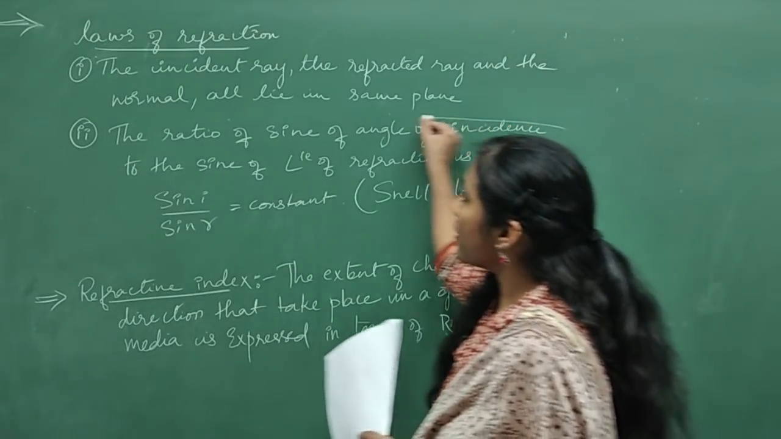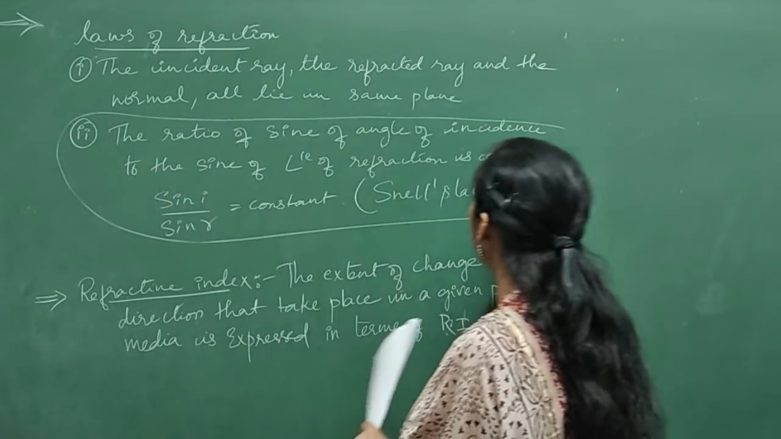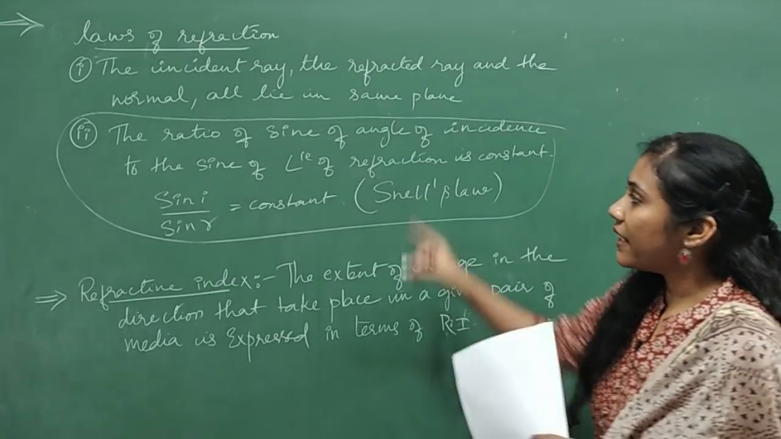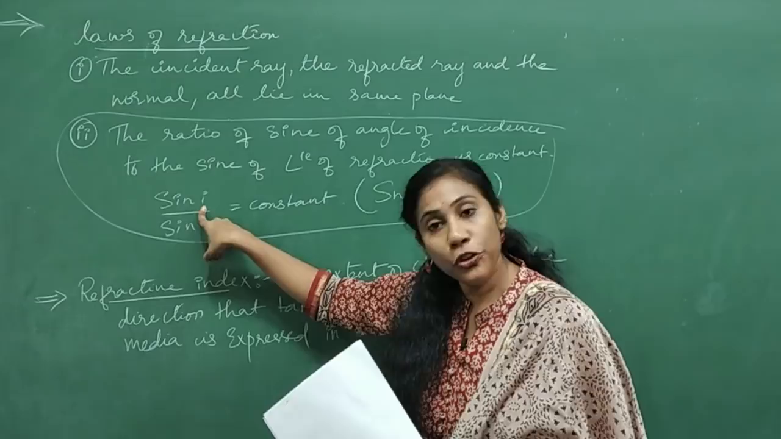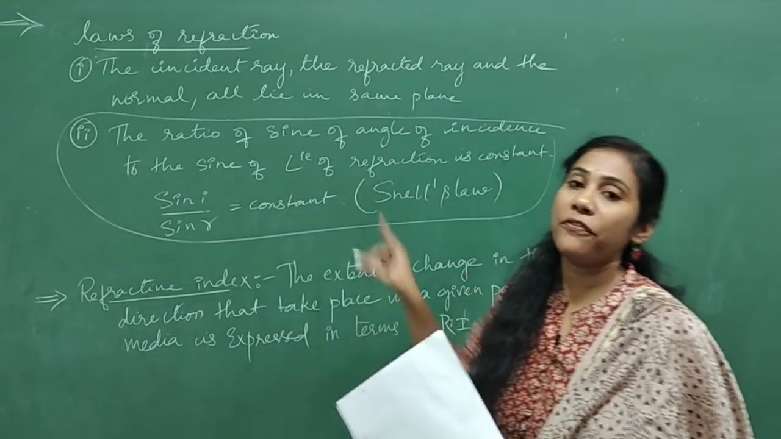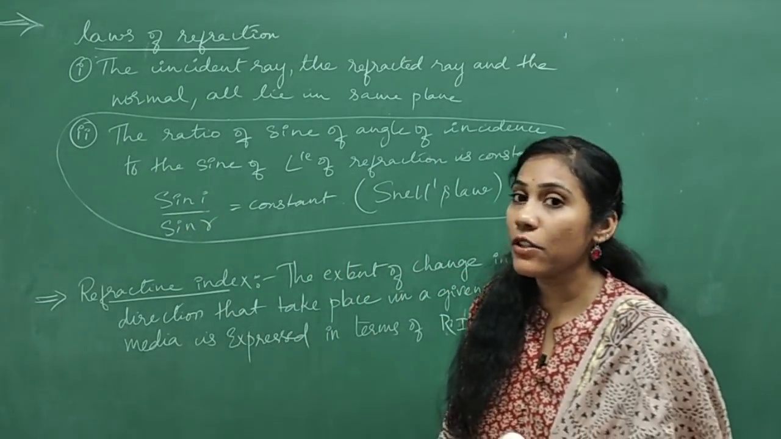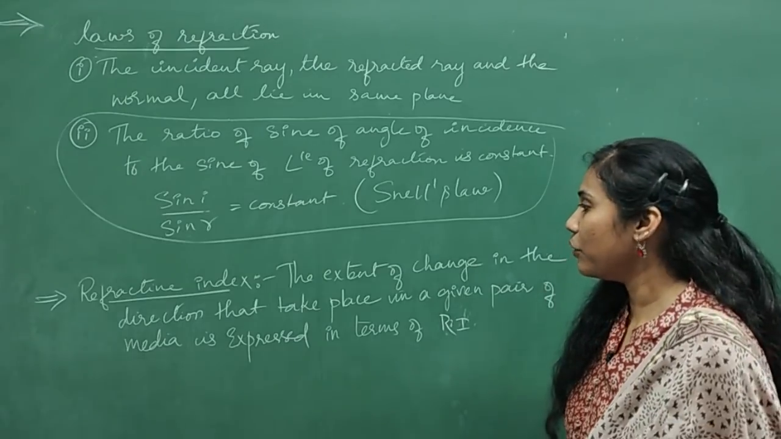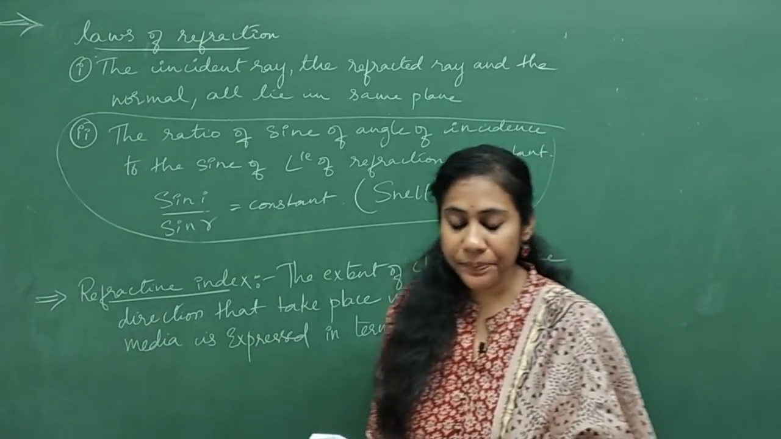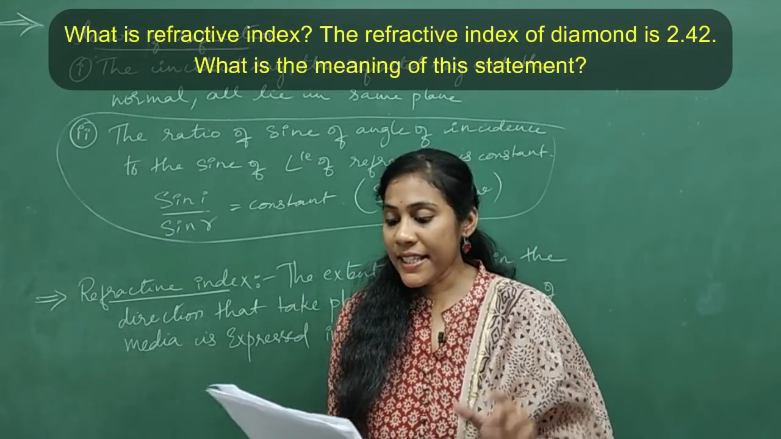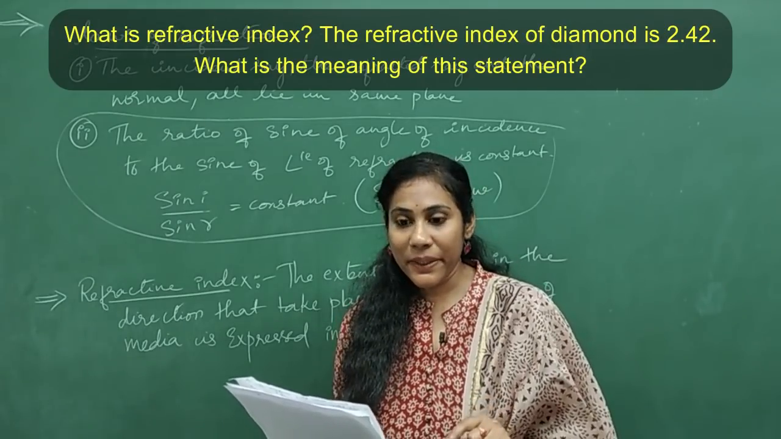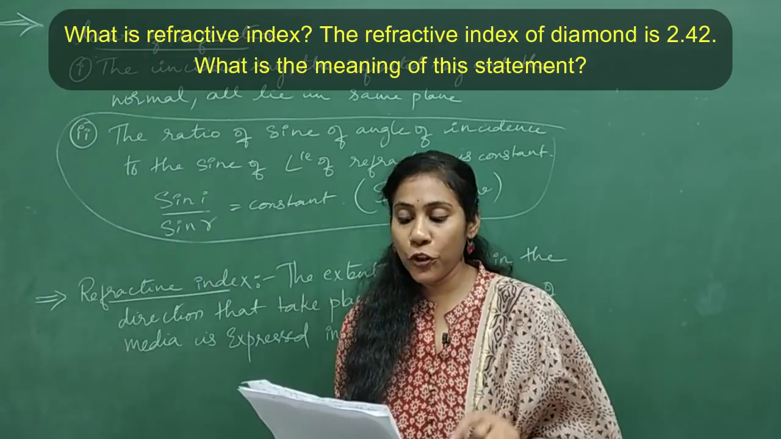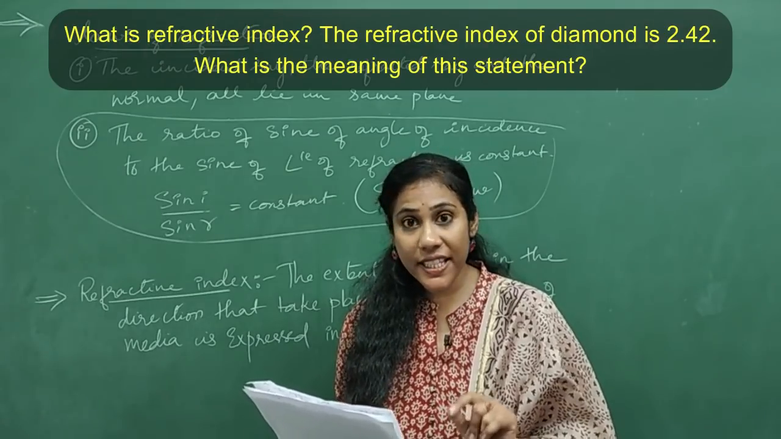Then you can mention this point for Snell's law. The ratio of sine of angle of incidence to the sine of angle of refraction is always constant. Clear? Okay. And the next question, what is refractive index? The refractive index of diamond is 2.42. What is the meaning of this statement?